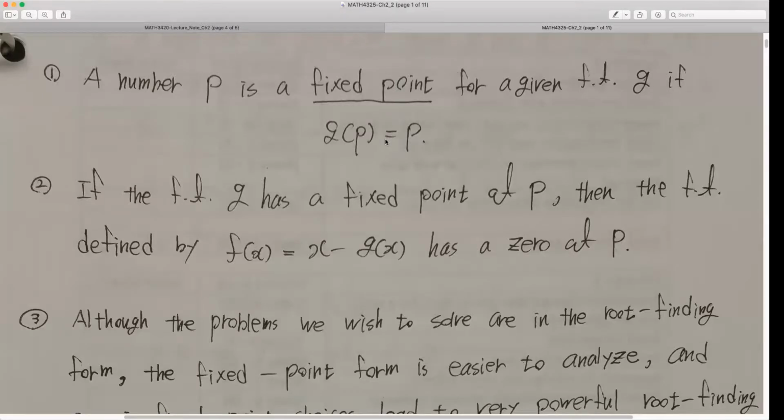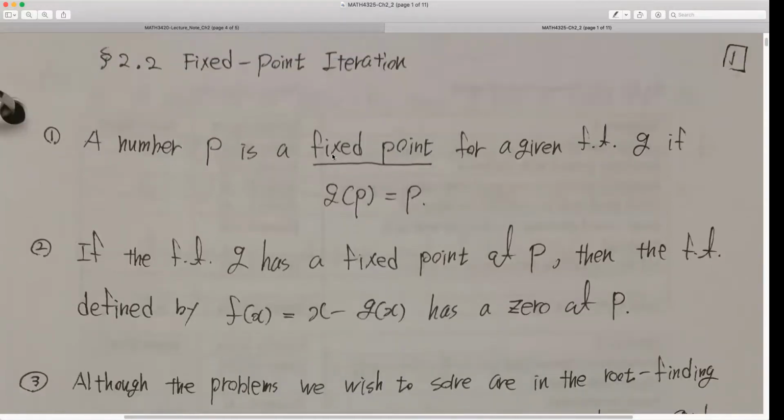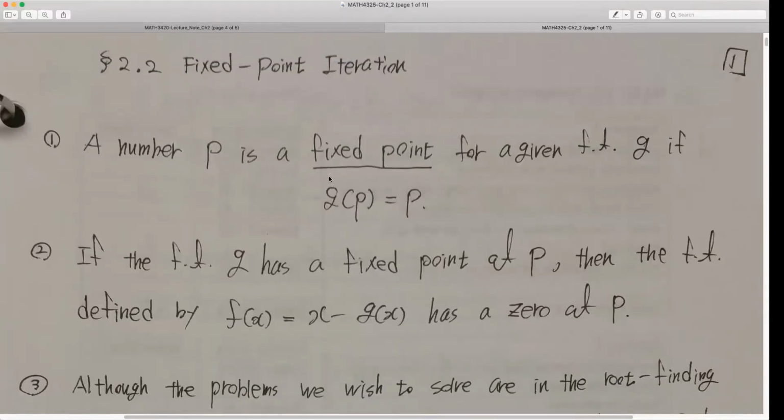All right, in this video, I'm going to cover section 2.2, fixed point iteration. Last time in section 2.1, we learned about the bisection method, which is one of the basic methods for solving root-finding problems. So now we're going to modify the root-finding problem to a fixed point problem.